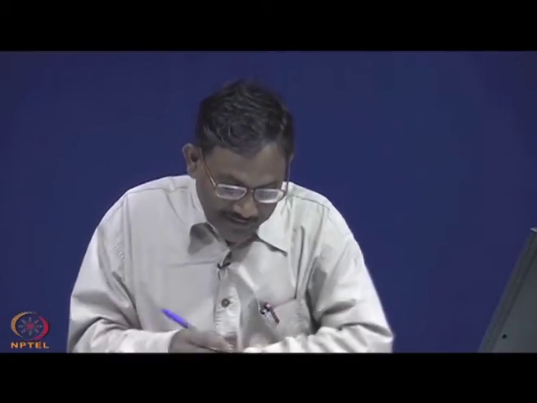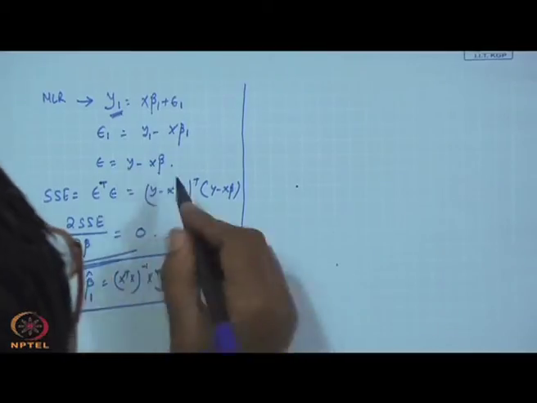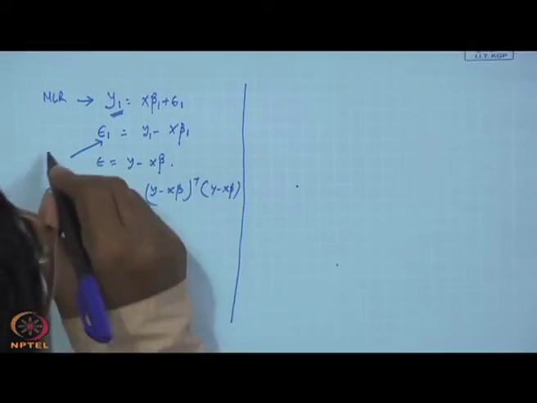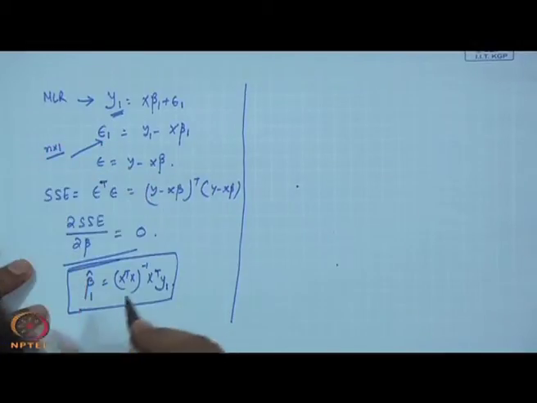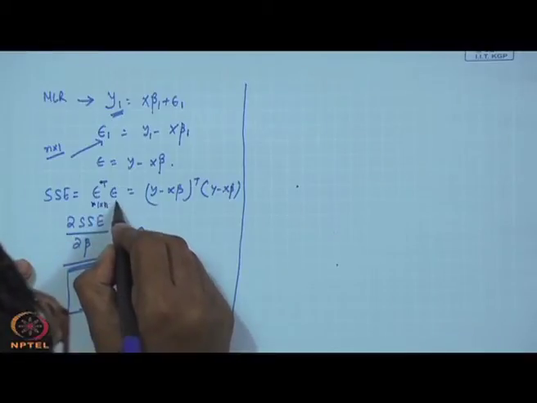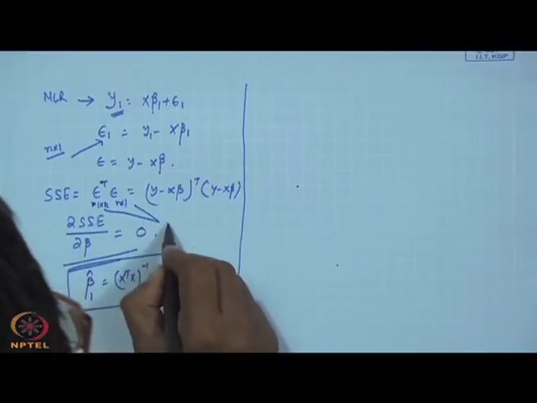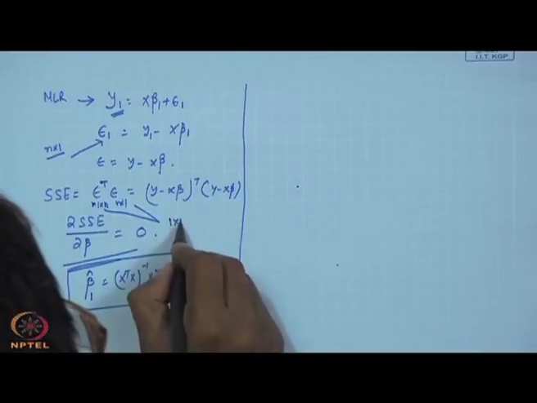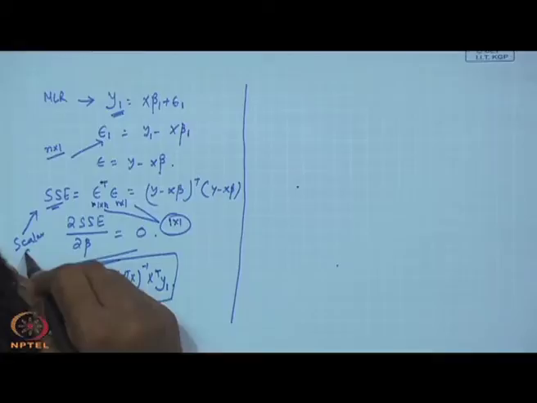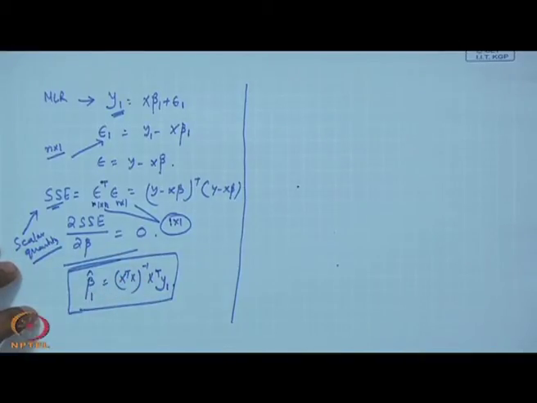So in the same manner, when you have collected n data points, ultimately this is 1 into n into 1, and ultimately SSE is 1 into 1. So it is a scalar quantity. SSE is a scalar quantity in the case of MLR.